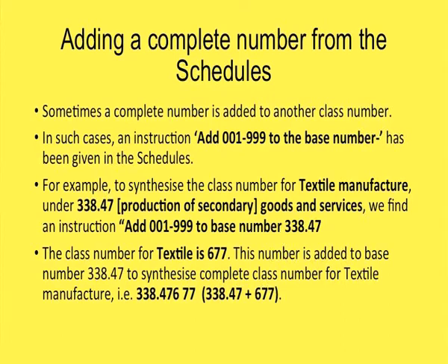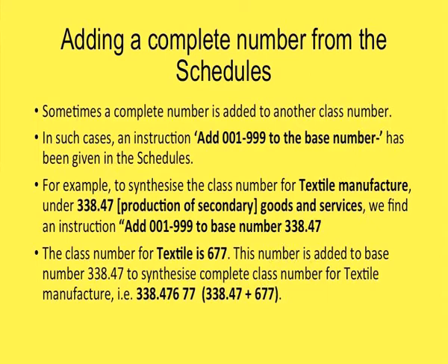Now, we will discuss that sometimes a complete class number is added to the base number. So, one complete number of the schedule is added to another complete number. This is the second method of synthesizing the class number. Here the complete class number is not a part of the class number, but the complete class number is added to another class number, but of course, when instruction is given. So, we find an instruction like add 001-999 to the base number.